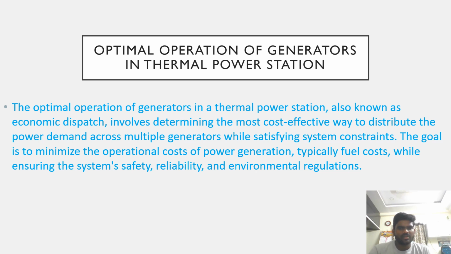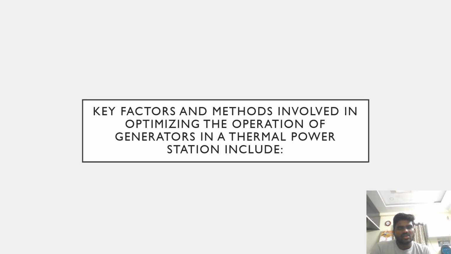So the optimal operation of generators in thermal power stations is also known as the economic dispatch. It involves determining the most cost efficient way to distribute the demand across multiple generators while satisfying system constraints. The goal is to minimize the operational cost of power generation, typically fuel cost, while ensuring system safety, reliability, and environmental regulations.